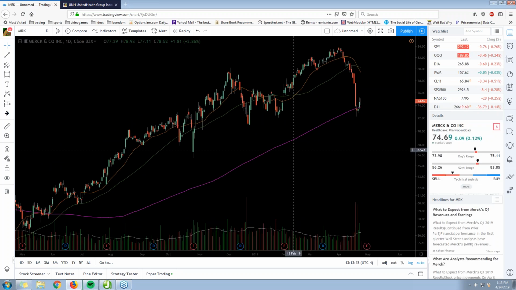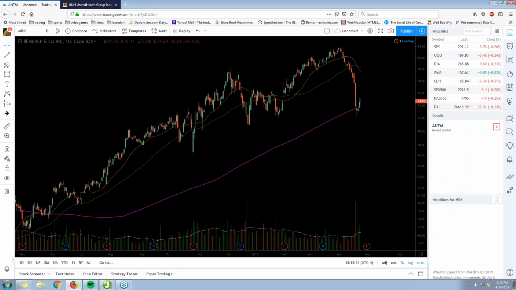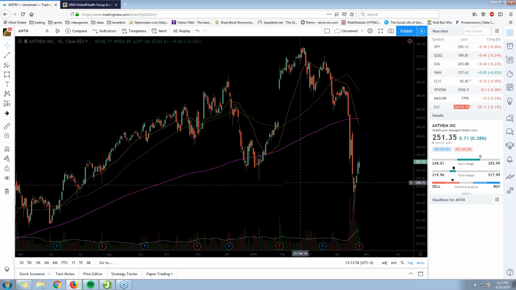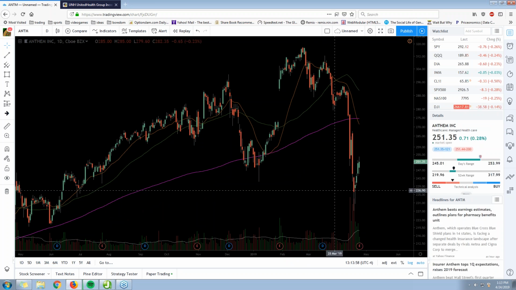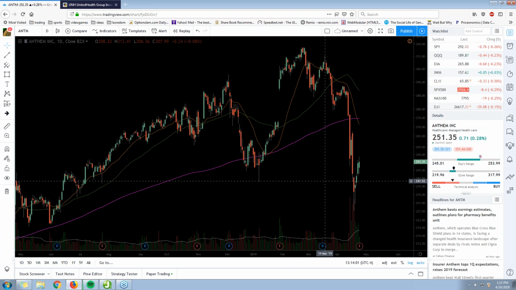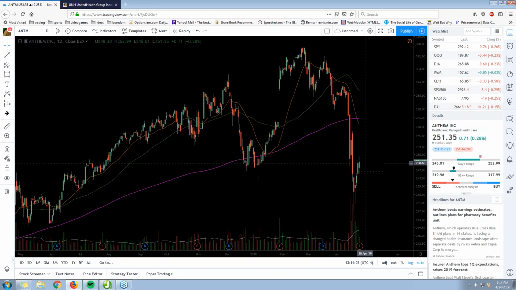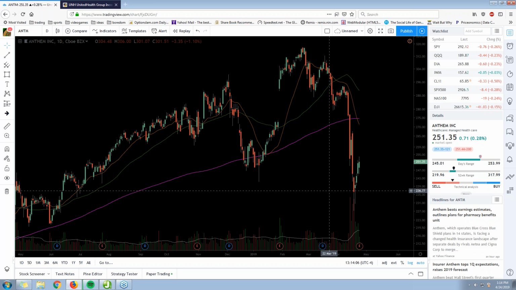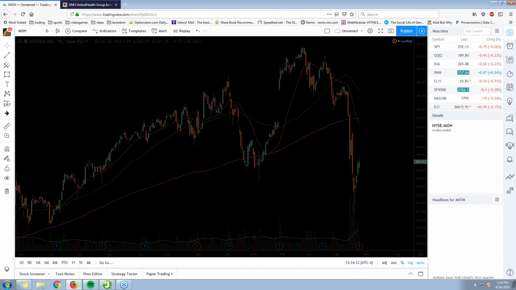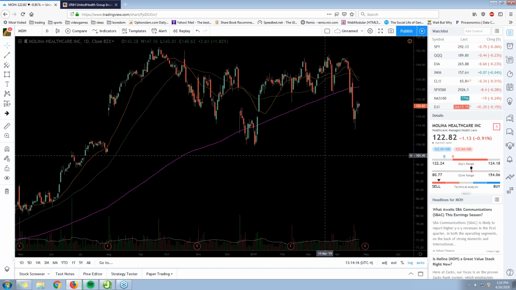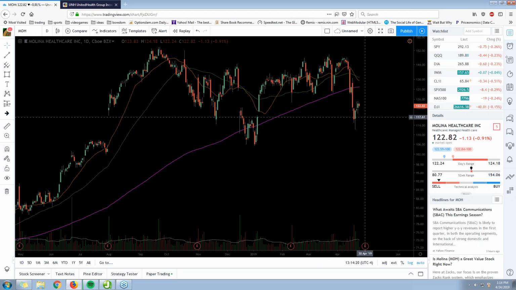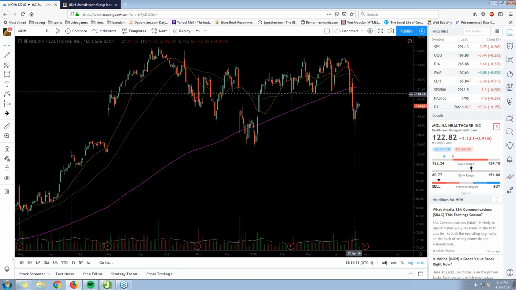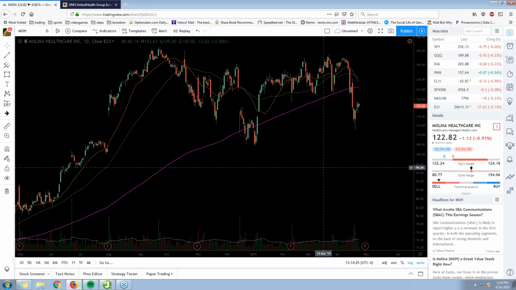Actually, you know what? Before that, let's take a look at how Anthem is doing. So they're doing poorly as well. I think a lot of these health names had poor earnings. What was another one? Molina was one of them, right? They're doing a little bit better. Yeah, I think in general the healthcare names, you could tell a lot of them have just had recent breakdowns.